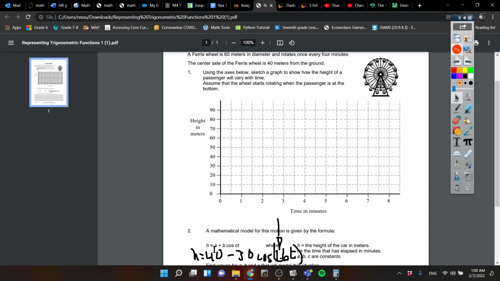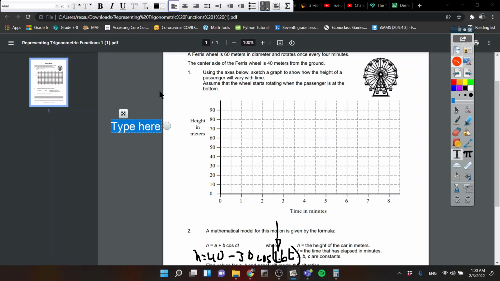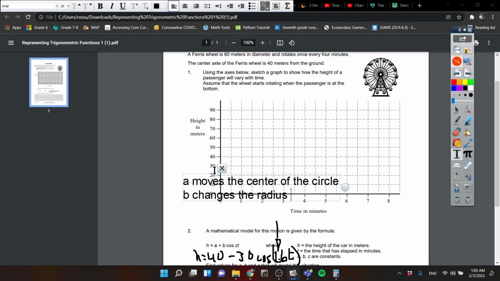Now we have an idea about what these things do. And specifically, we've seen A moves the center of the circle, which makes sense because A is like adding on up here. B changes the radius of the circle, and I'll just say C messes with time because it multiplies X. And that's as much as you need to know for right now.